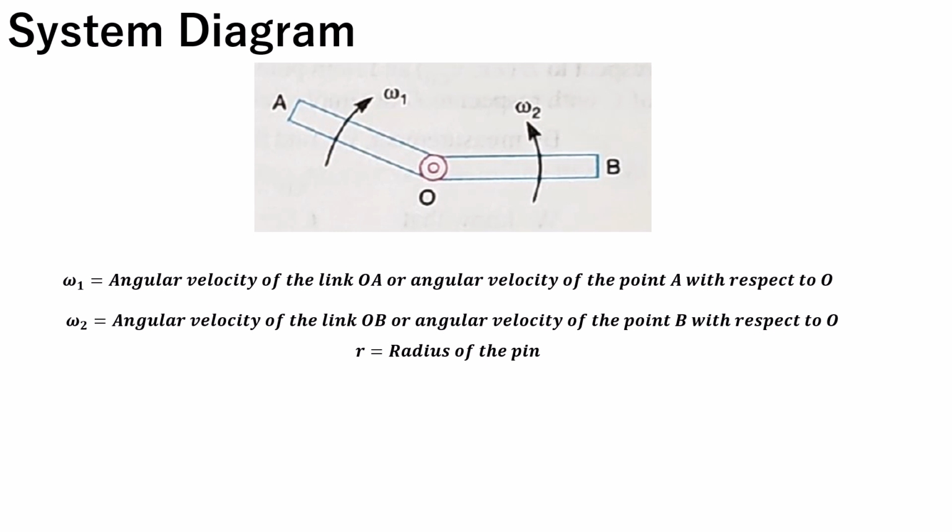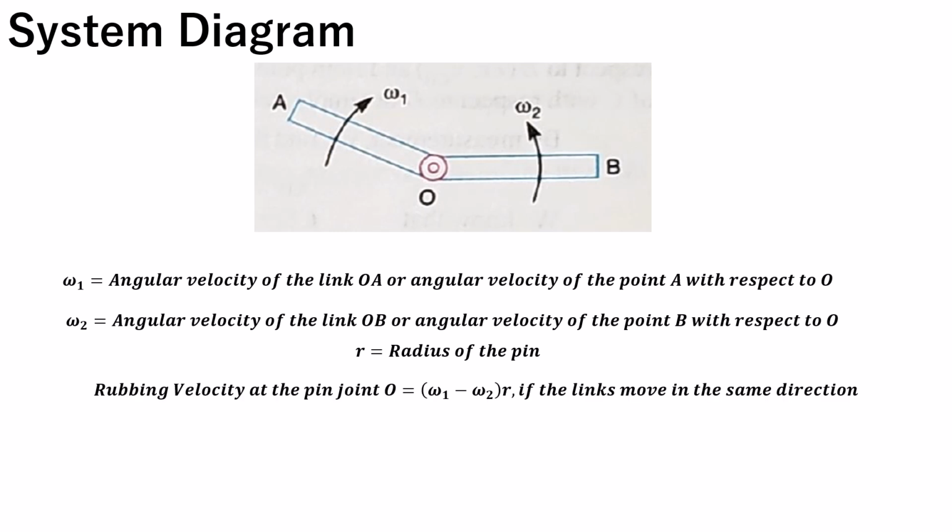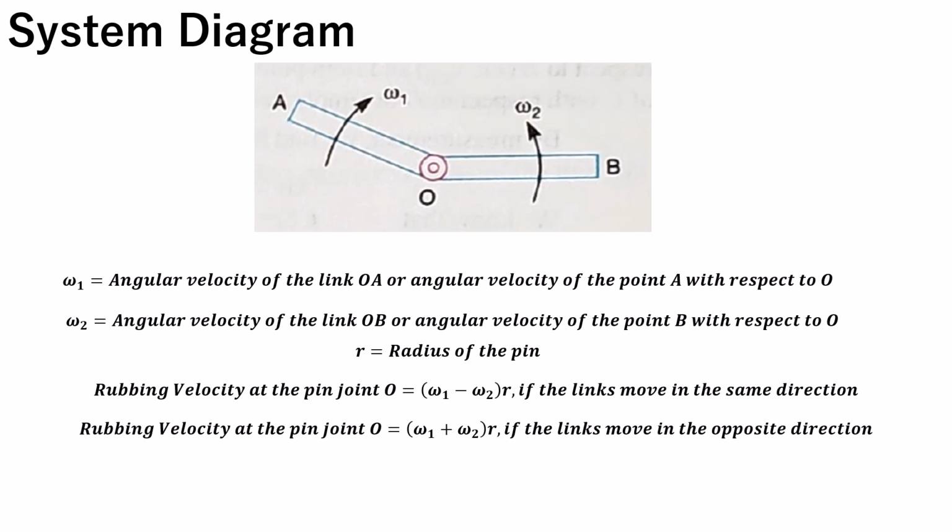The rubbing velocity depends on rotation direction. If both links rotate the same way, their velocities partially cancel. So here we are saying rubbing velocity at the pin joint O is given by (omega 1 minus omega 2) multiplied by r if the links move in the same direction. Then rubbing velocity at pin joint O is equal to (omega 1 plus omega 2) multiplied by r if the links move in the opposite direction.